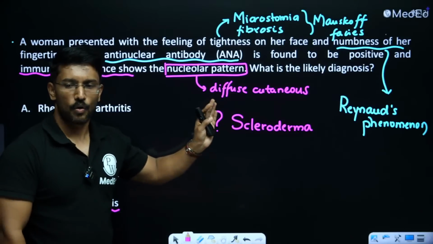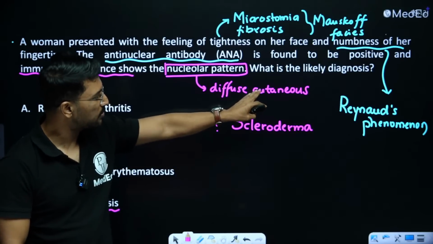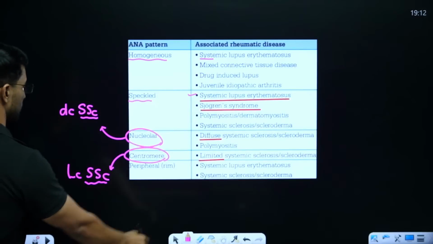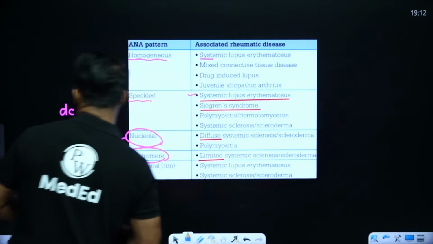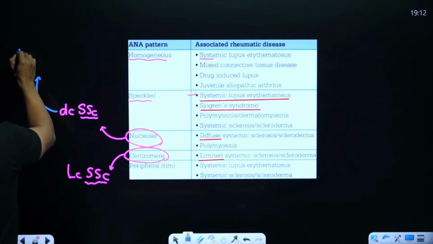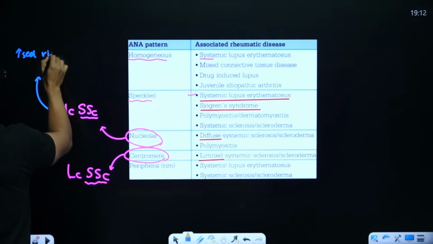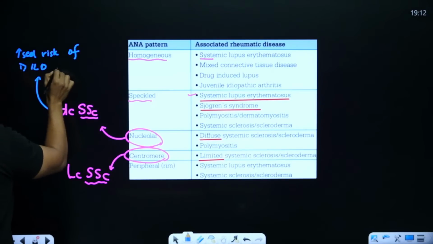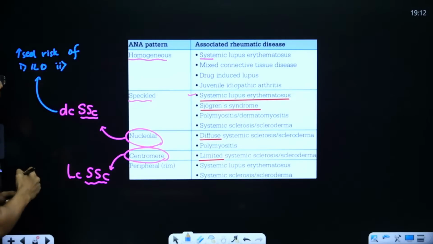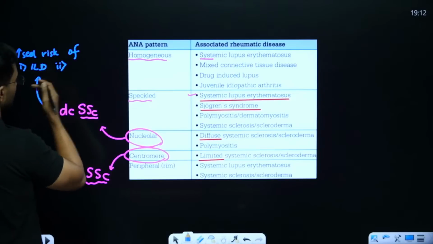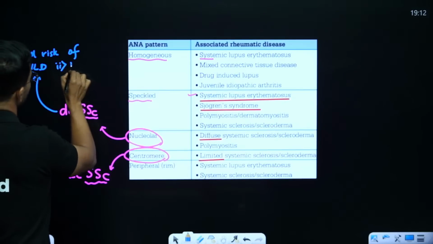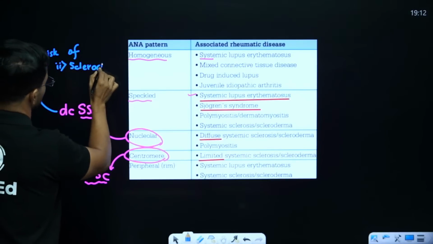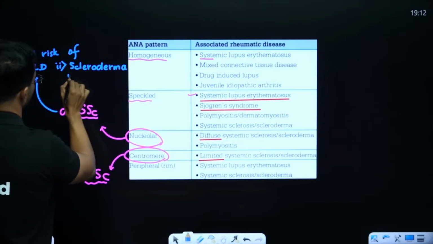Now, can anybody tell me what all diseases, what all complications this patient is at increased risk of? Diffuse cutaneous variant, right? So please remember, diffuse cutaneous variant patients are at increased risk of developing, number 1, interstitial lung disease, and the second one, increased risk of developing what we call as scleroderma renal crisis.